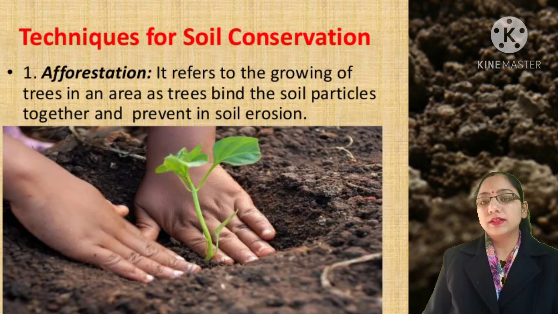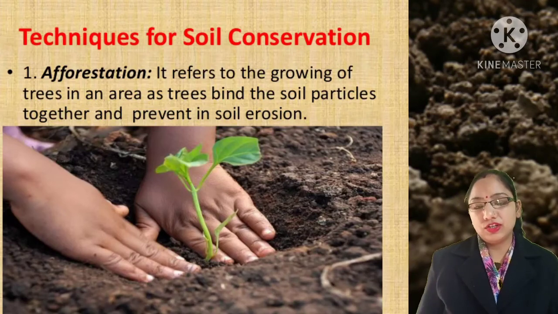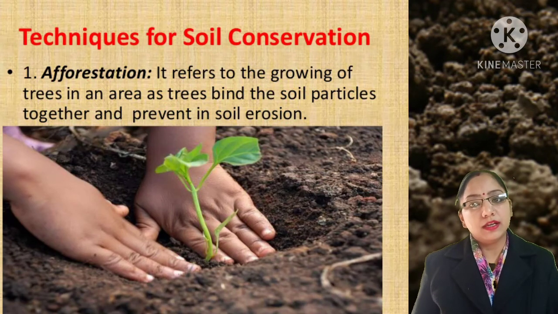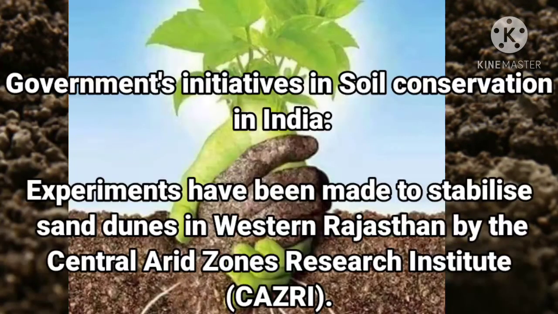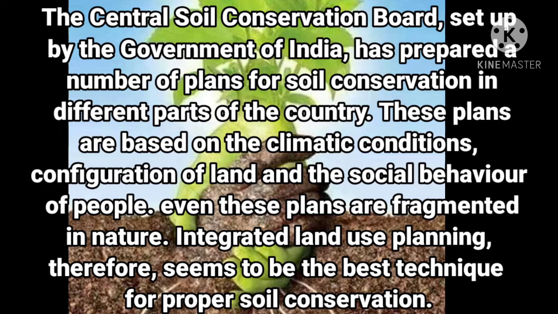Apart from these measures, the government also took a few initiatives in soil conservation in India, in which many policies, rules and regulations are there. So these are: first, a few experiments have been made by the Central Arid Zone Research Institute in the desert area. And number 2, the Central Soil Conservation Board was set up. The Government of India has prepared a number of plans for soil conservation in different parts of the country.